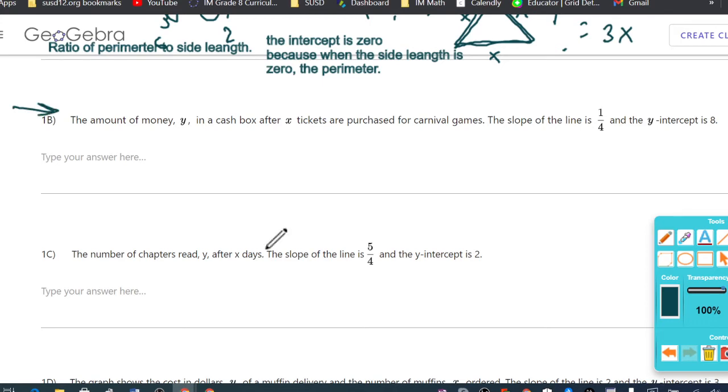Explain what the slope and y-intercept mean. The amount of money y in a cash box after x tickets are purchased for carnival games. The slope of the line is 1/4 and the y-intercept is 8. Okay, so if I write the equation, it's y equals the slope 1/4 times x plus the intercept, which is 8. So what do those mean in this problem?